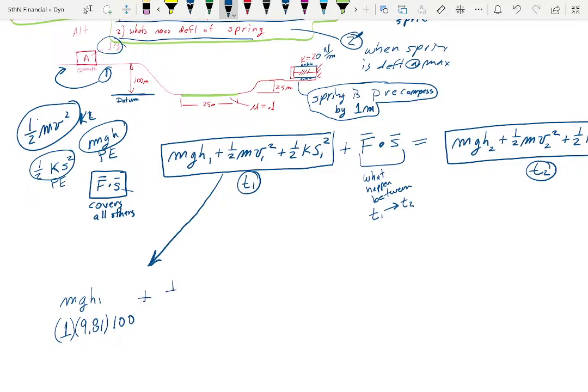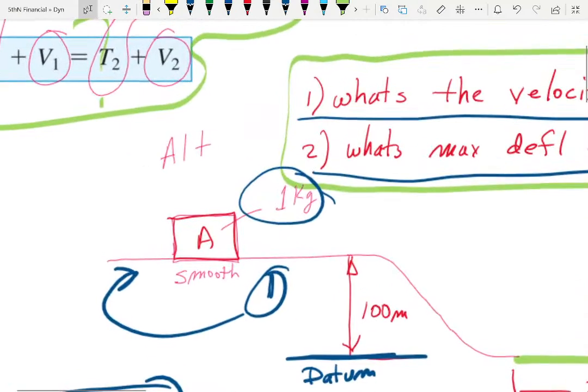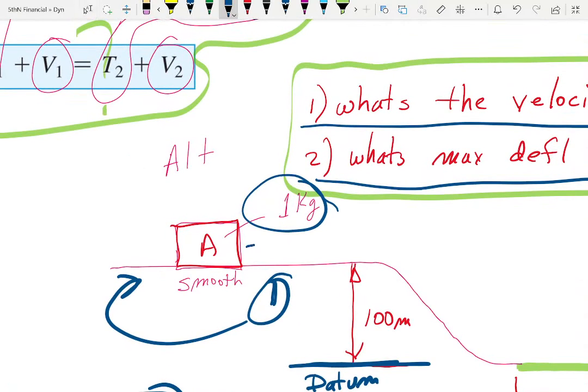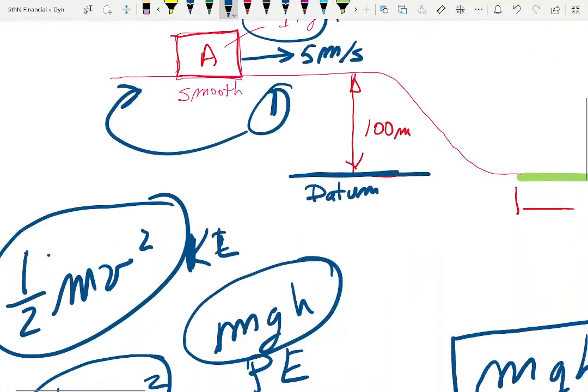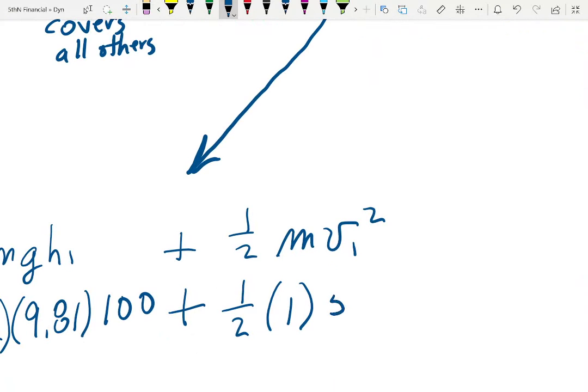So plus 1/2 mv1 squared. So it's 1/2. It's still 1 kilogram. The velocity now. Well, first of all, the problem you got is if it had no velocity, it's not going to move down here. So I need to put a velocity in here. So I'll say 5 meters per second. Look at this thing. So that's 5 meters per second.